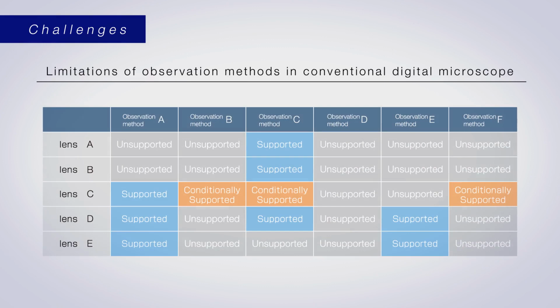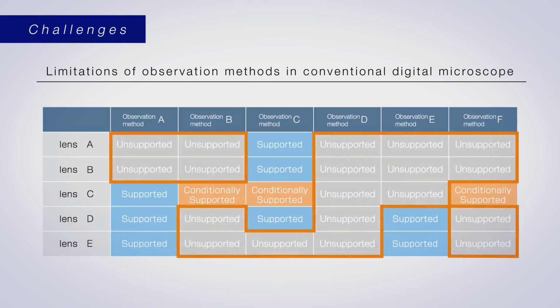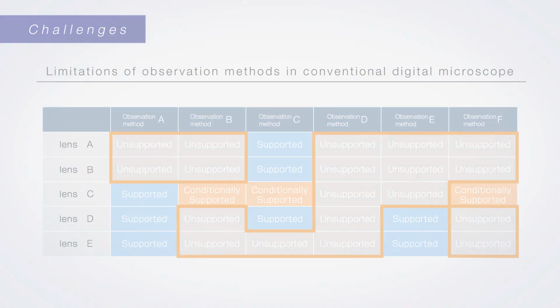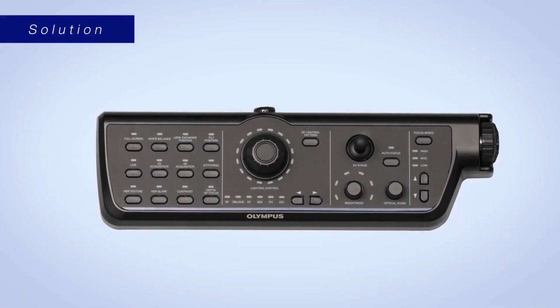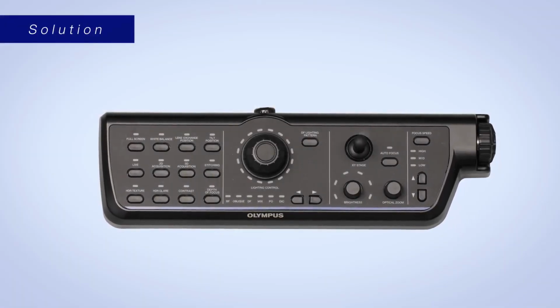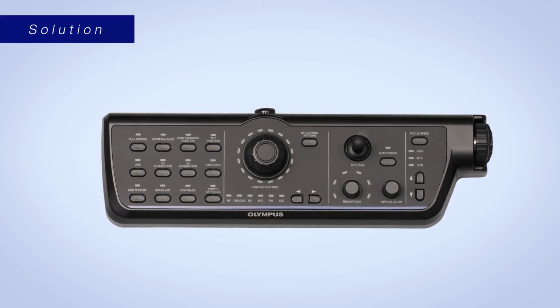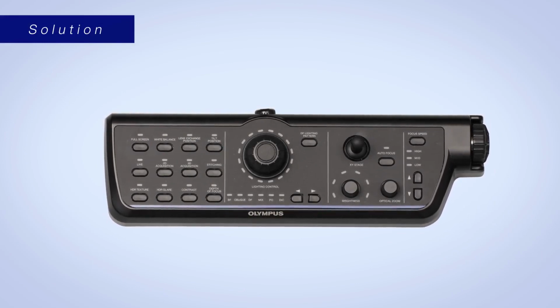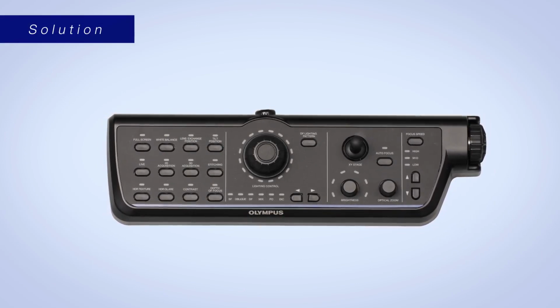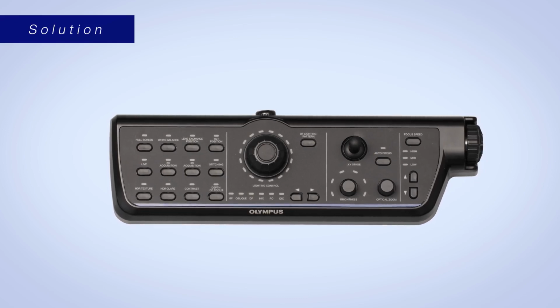The DSX1000 provides more observation conditions on more lenses than a conventional digital microscope, which has limited observation methods depending on the lens that is used. The DSX1000 does not require expert knowledge because it's simple to operate. Anyone can instantly switch observation methods by only pressing buttons on the console controller.